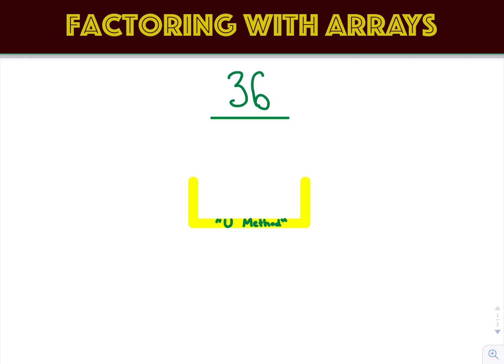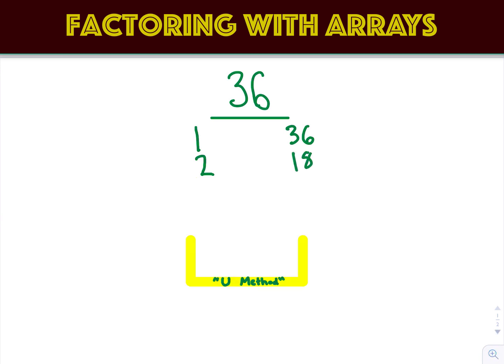Okay, so as I list out my factors of 36, I'm going to start with 1 and 36. I'm going to then check 2. I know that 2 is a factor of 36 because it's an even number and it's 2 times 18. My pool of numbers has quickly shrunk. I only need to check the numbers in between 2 and 18.